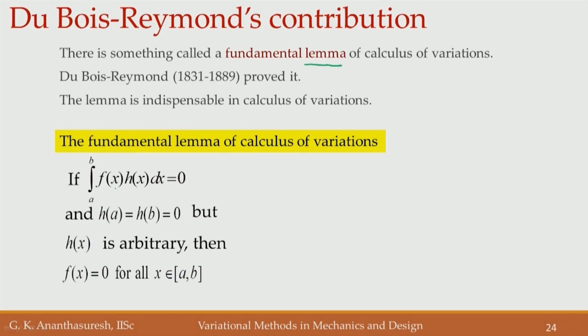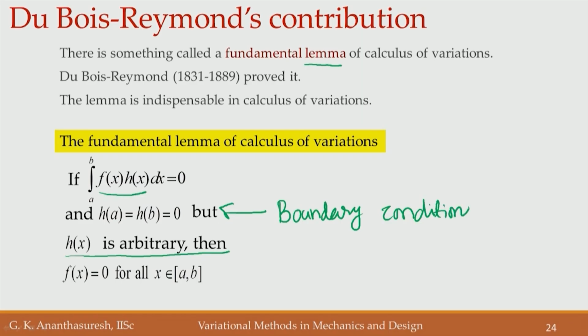Let us say that you have a function f of x. If the integral of f of x multiplied by h of x, so the integrand is f of x times h of x, dx from a to b, equals 0, and this h of x is arbitrary like our variation, it can be any perturbation, with h of a and h of b equal to 0 as the end conditions or boundary conditions, then what the fundamental lemma says is that f of x equals 0 for the entire interval a to b including the ends.